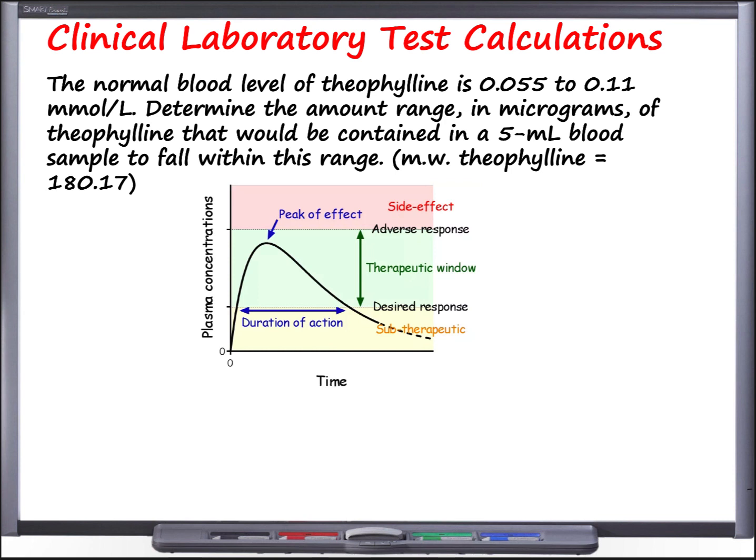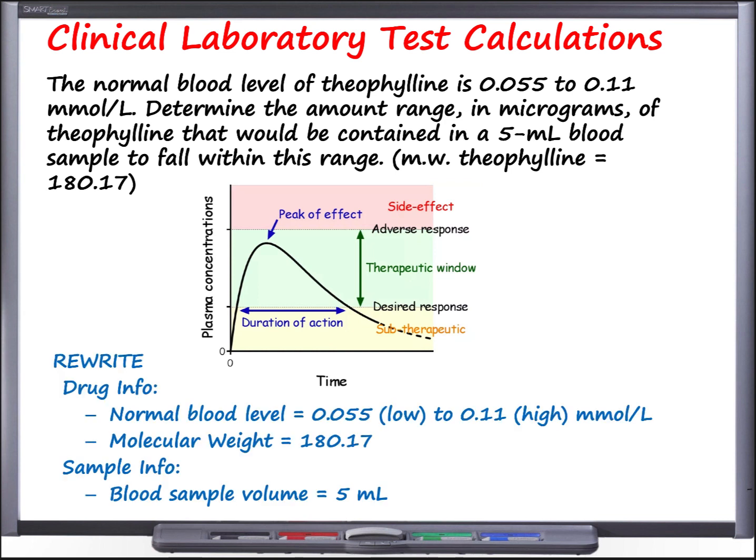All right. So let's rewrite the information that we know. What we want to do is convert our normal expressed blood levels of 0.55 to 0.11 in millimoles per liter into micrograms per 5 milliliters. The only additional information that we need before we go forward that they give us is the molecular weight of theophylline is 180.17, because we're going to have to convert from weight to moles. So that's why we need the molecular weight. So that's the information we need to answer this question.